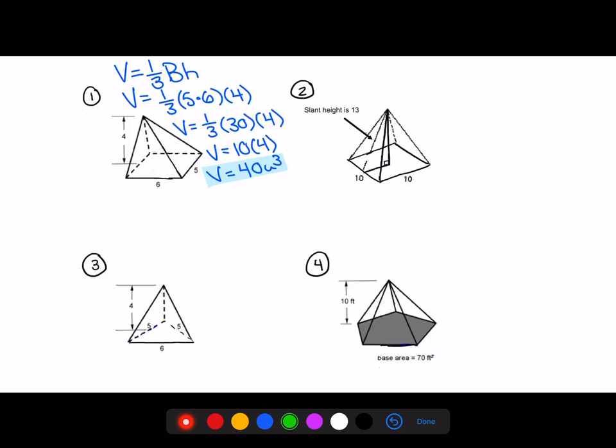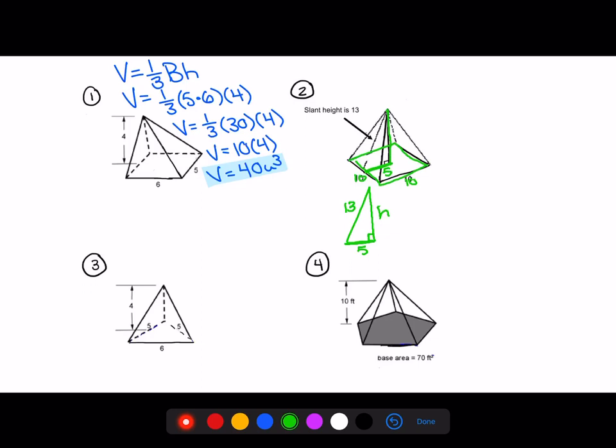All right, with number 2, we notice that we have the slant height. So I'm going to go ahead and draw a right triangle here. My slant height is 13. I want to find H, height, and I'm wondering what this length will be down below. Well, if I look at this pyramid, I notice that this is a square base. Both sides are 10. And I know that my height goes from the very center straight down to the midpoint in a right pyramid like this, in a square base pyramid. So therefore this length should be half of 10, which is just 5.